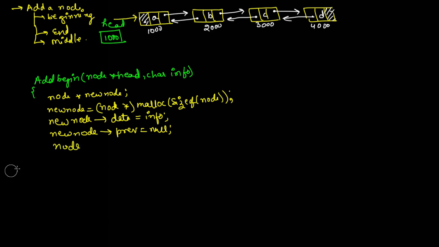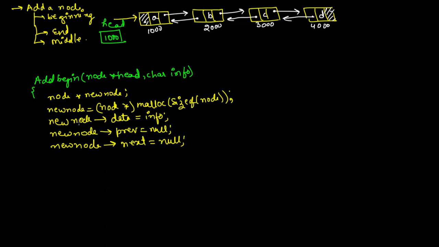It is not actually necessary to do this, we can exactly start with allocating the addresses, but here just to make you understand how we can create a new node in the case of a doubly linked list, I'm writing this. So new node arrow next is equal to null.